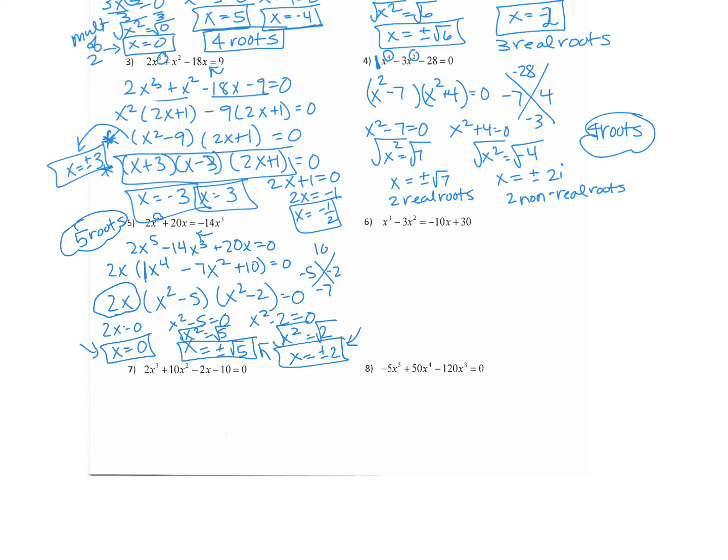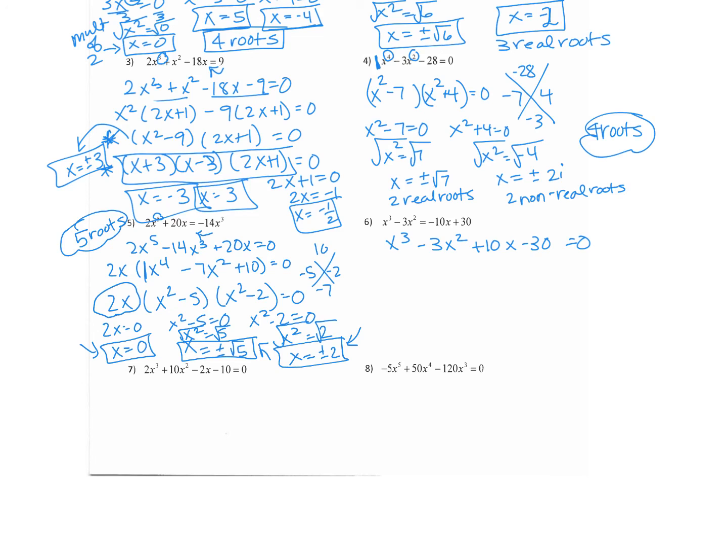So let's take a look at number 6. On number 6, I need to get everything on the same side. So when I do that, I have to add 10x over, and I have to subtract 30 from both sides. This problem is a pretty straightforward factor by grouping problem. Check my work and answers in the folder, and if you have any questions, please don't hesitate to come see me or ask in class.